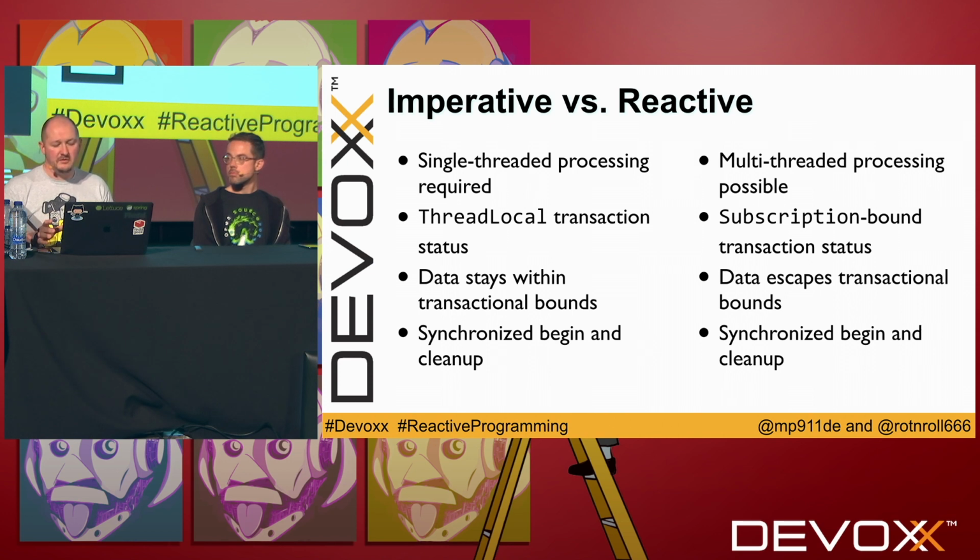We will take a look at how that looks in a couple of minutes, and what you can do about that. And the last point here is the synchronization. So both imperative and reactive transactions have that synchronization because of their time dependency, because that's what the transactional protocol basically enforces.